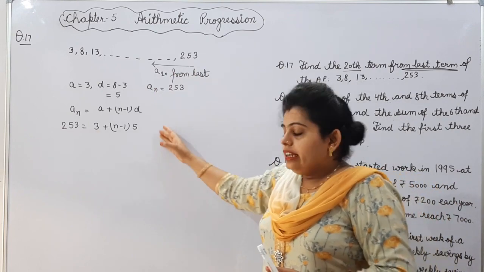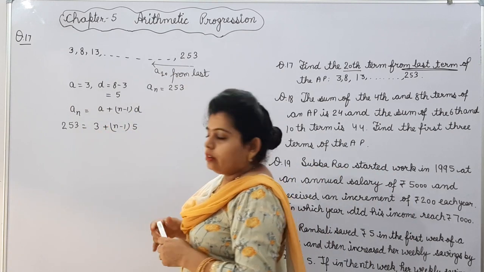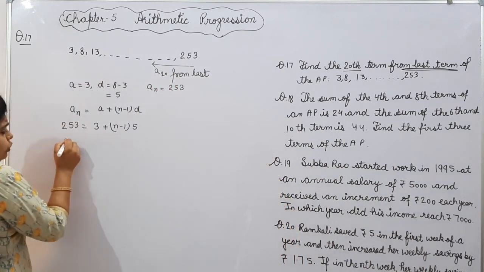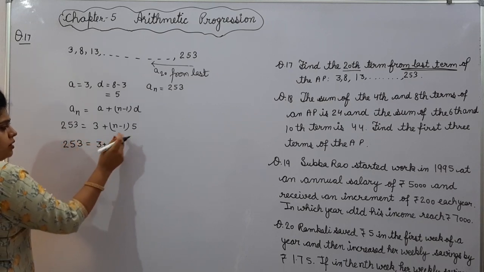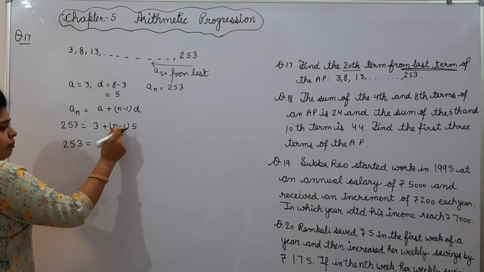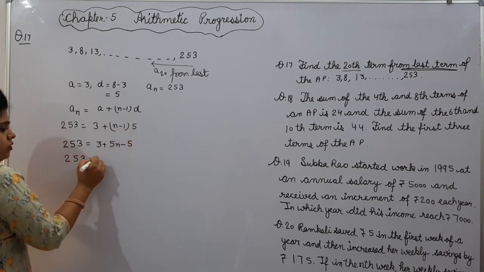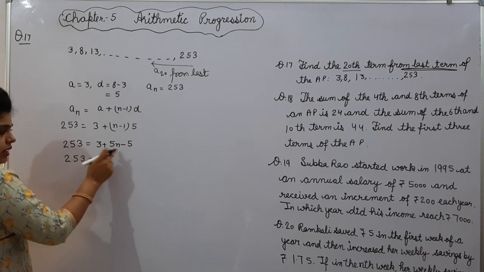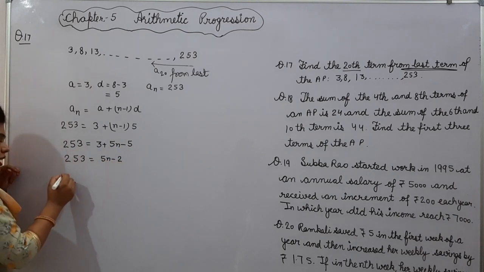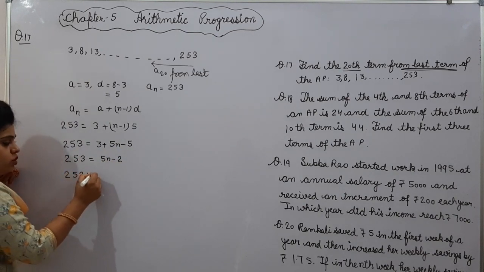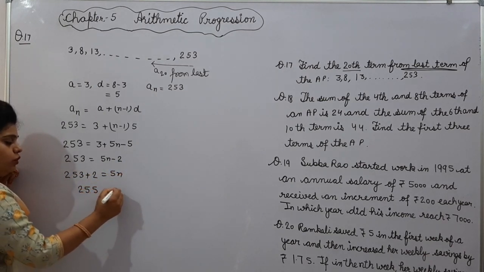So let's see the number of terms first. How many terms are there? After this we will proceed with our question. Now 253 is equal to 3 plus N minus 1 into 5, which is 5n minus 5. 253 is equal to 5n plus 3 minus 5. We will get minus 2. Then we will bring this minus 2 to this side. 253 plus 2 is equal to 5n. 255 is equal to 5n.